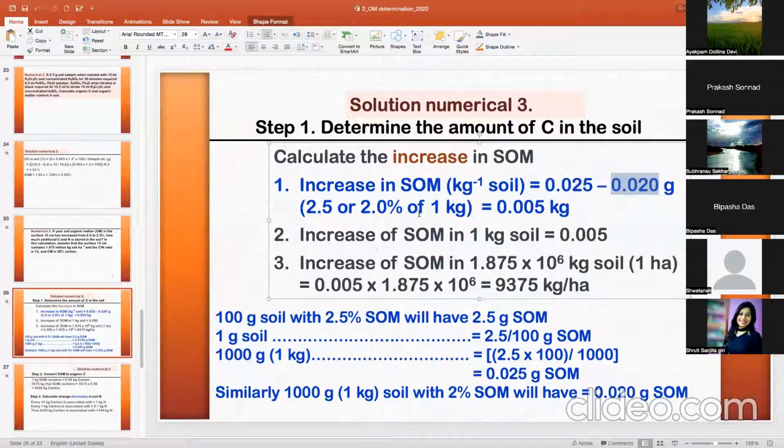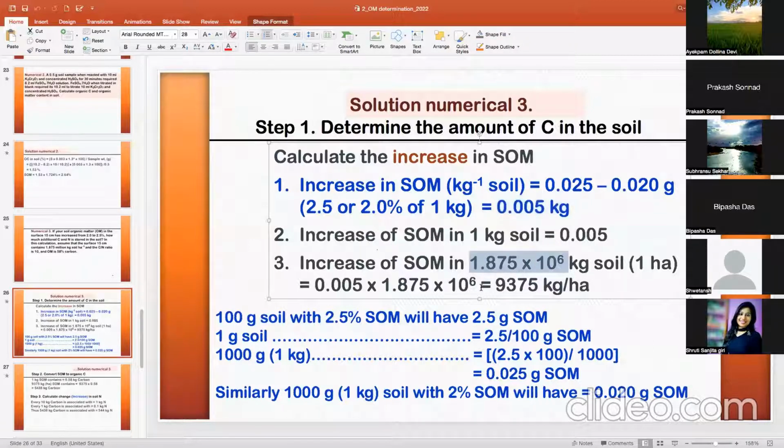So 2.5% or 2% of 1 kg. Ultimately, the additional gain or increase in organic matter was 0.005 per kg soil. So the increase of soil organic matter in 1 kg soil was 0.005. Now we need the weight of the soil.